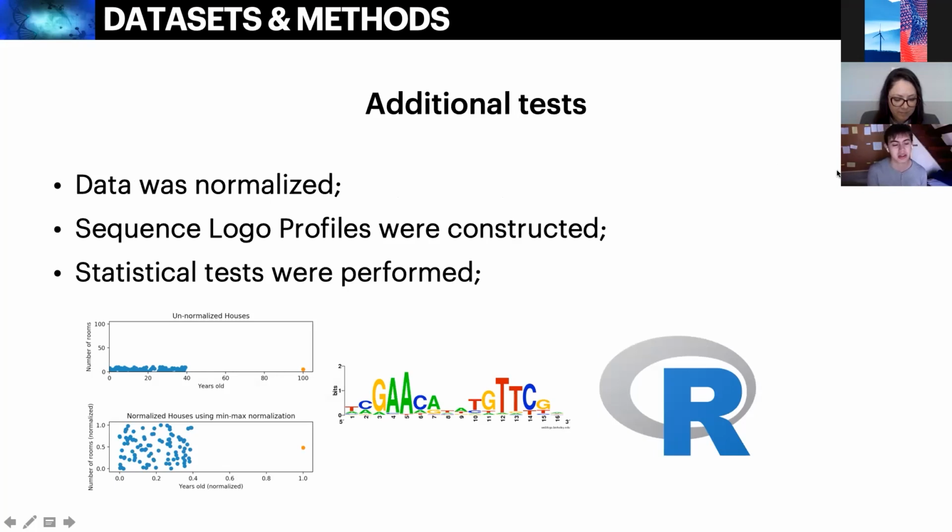So we decided to bring all of these together into the same scale, that was 0 and 1 normalization. And lastly, we have also employed sequence logo profiles through the WebLogo tool to analyze particularities at the sequence level of the sigma families that we are testing.